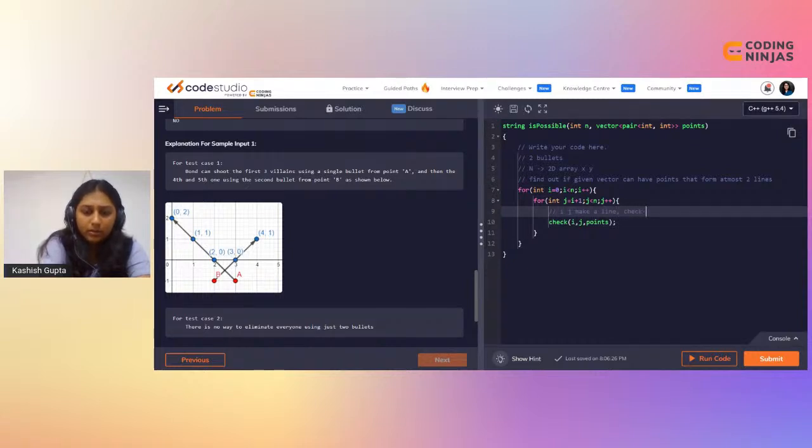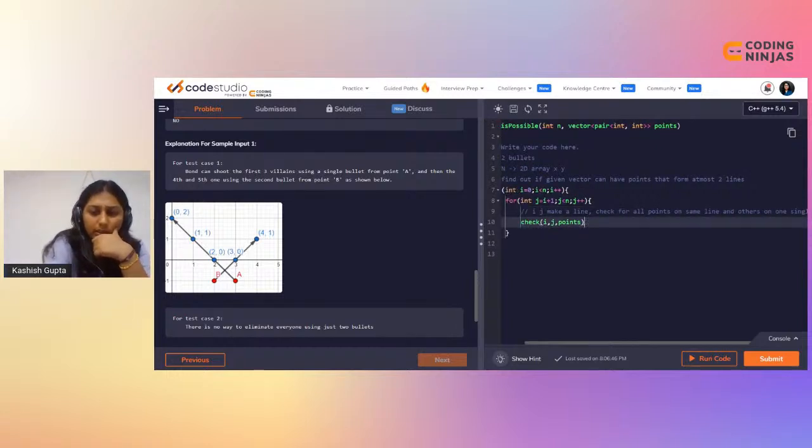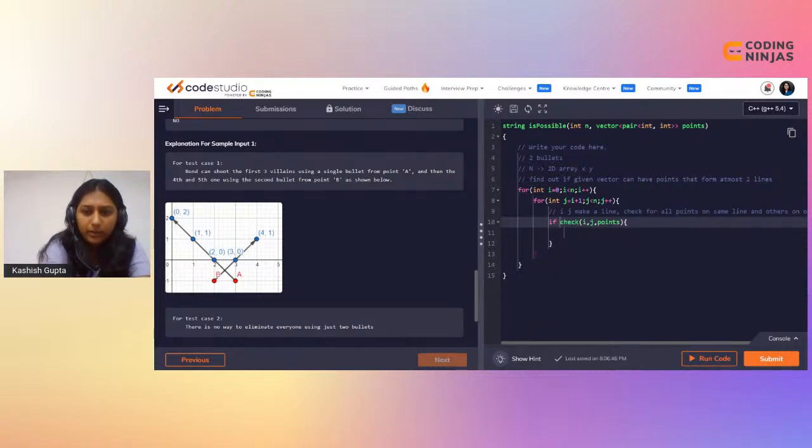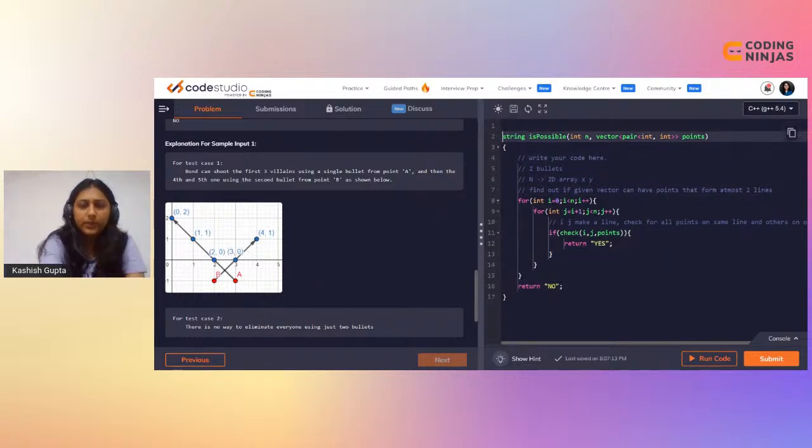So check for all points on the same line and others on one single line. So we put an if: if this returns true, we can simply return yes, that we got our answer. Otherwise just keep on continuing, and if there is no break in between, in the end you can simply return no. Okay, now we have to make the check function.